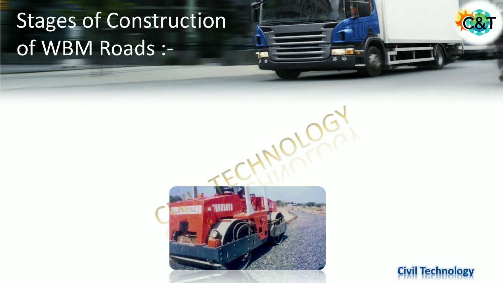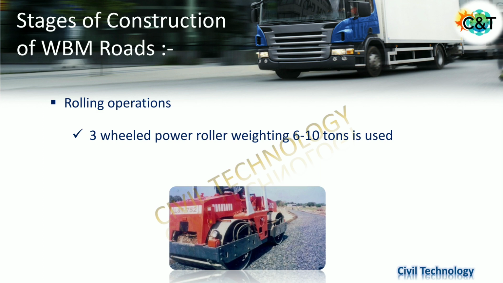Next is the rolling operation. The rolling operation is carried out after spreading the coarser aggregate, for compacting the coarser aggregate layer. So how do we do the rolling operation? With the help of a 3-wheel power roller, whose weight is at least 6 to 10 tons. So this much weighted roller we use for the rolling operation of the coarser aggregate layer.